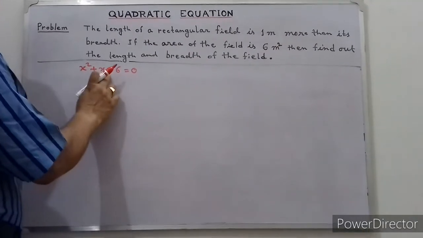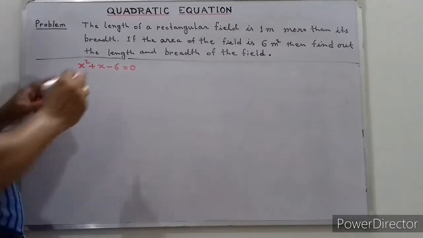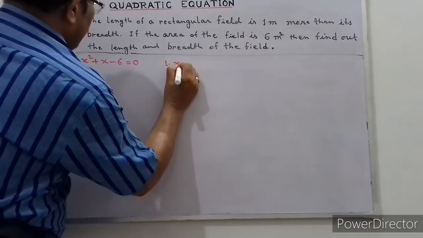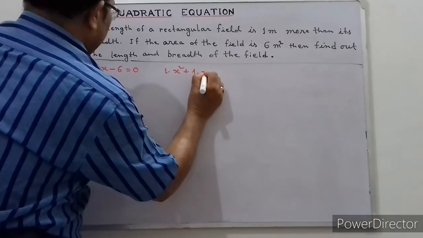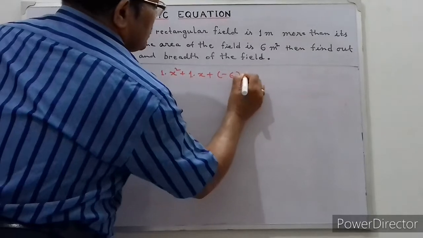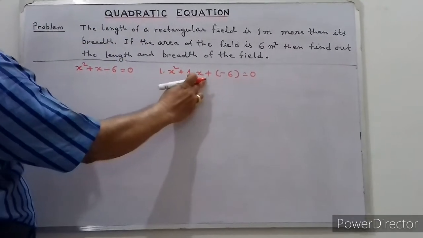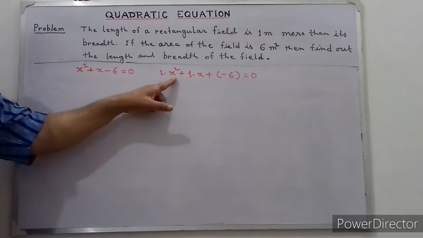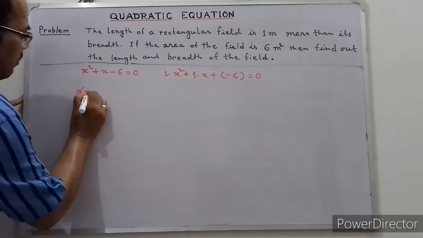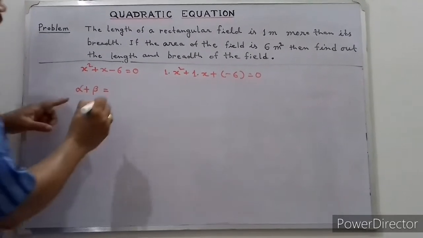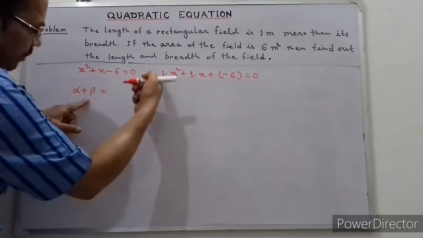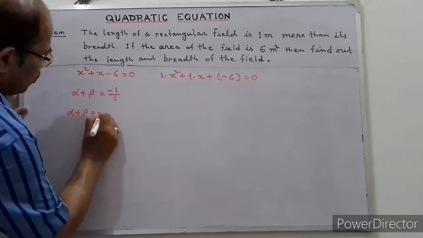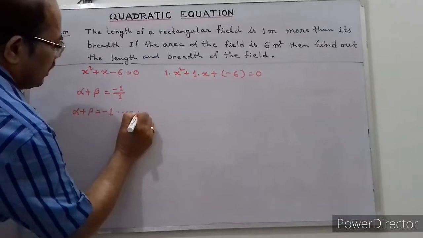So the equation is x square plus x minus 6 equals 0. Now convert it into the standard form. 1 into x square plus 1 into x plus minus 6 equals 0, ax square plus bx plus c equals 0. So if the roots of the quadratic equation are alpha and beta, then we know the sum of the roots alpha plus beta equals minus b by a, that is minus 1 by 1, or alpha plus beta equals minus 1. This is equation number 1.